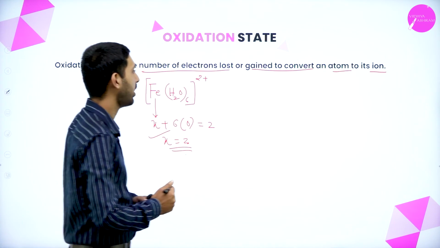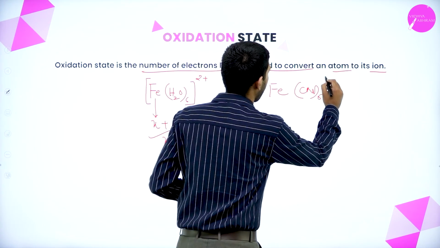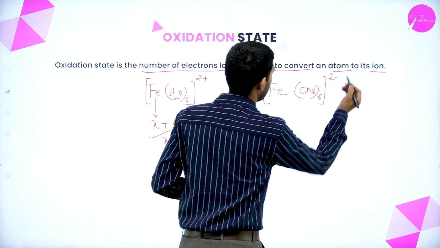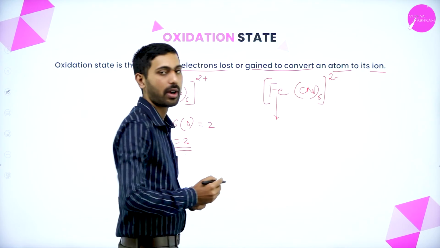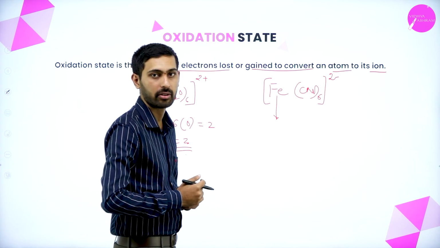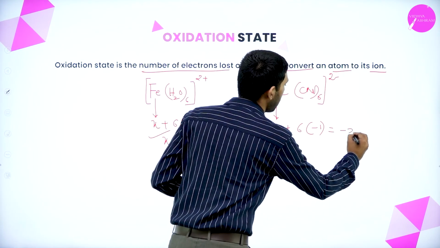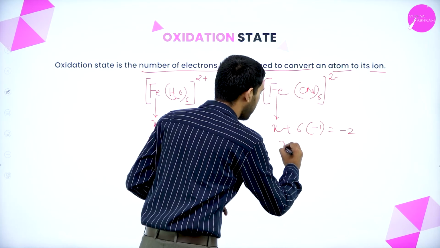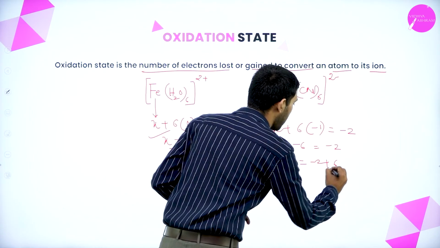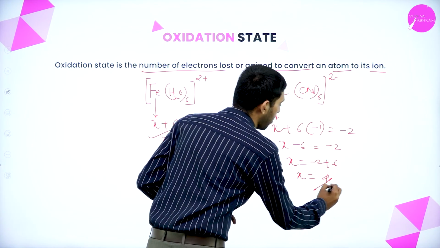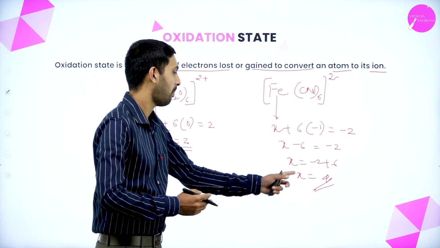Okay. Now let us calculate for [Fe(CN)6]2-. I have to calculate the oxidation state of iron in the hexacyanoferrate 2 ion. So x plus 6 times minus 1 is equal to minus 2. So x minus 6 is equal to minus 2. x is equal to minus 2 plus 6, x is equal to 4. So the oxidation state of iron in [Fe(CN)6]2- is plus 4.